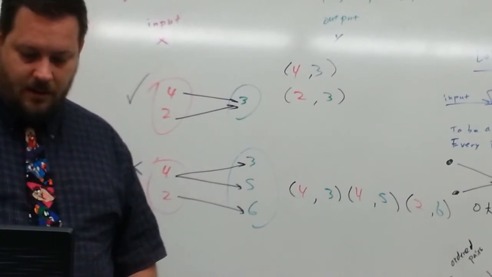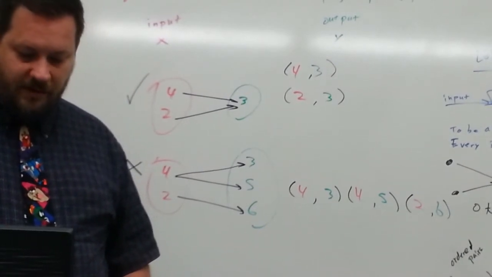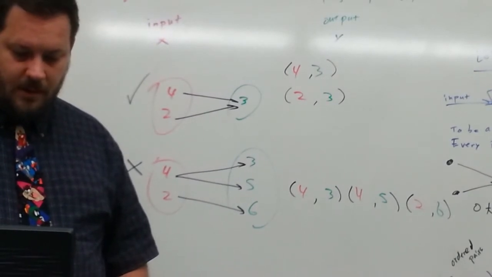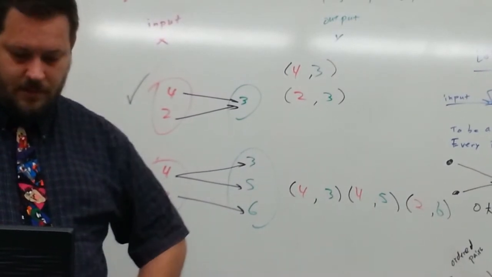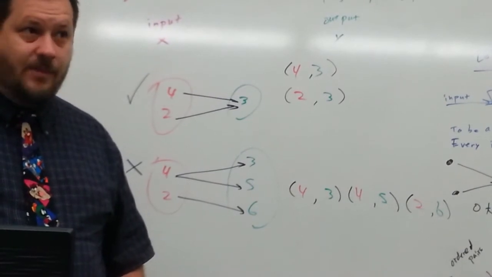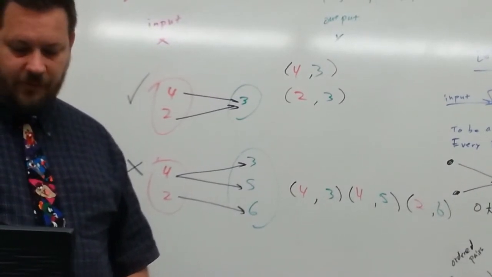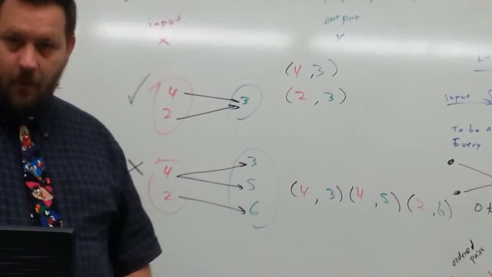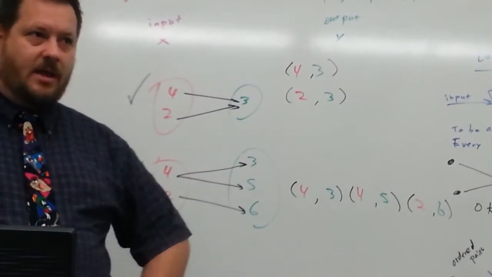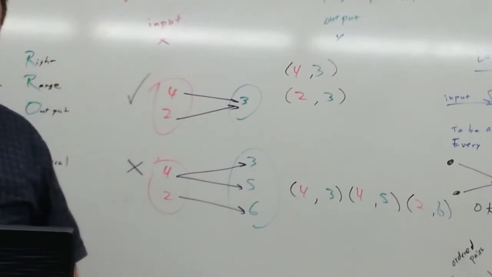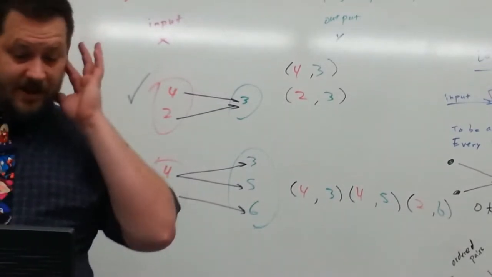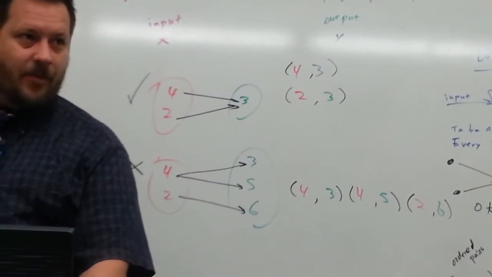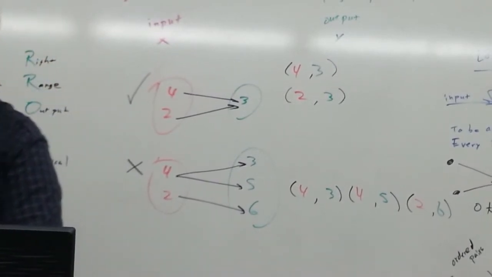Is that one a function? 84.10, letter A. Look at the inputs first. What are the inputs? 1, 2, 3, 4. Is it a function? Okay, so it only lists each input once. So that one is a function. That was good.